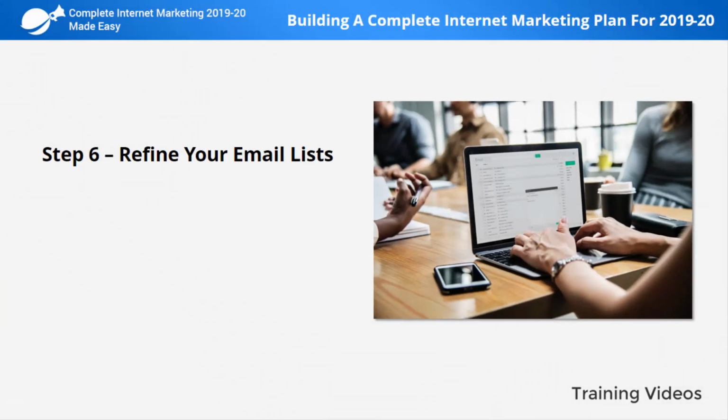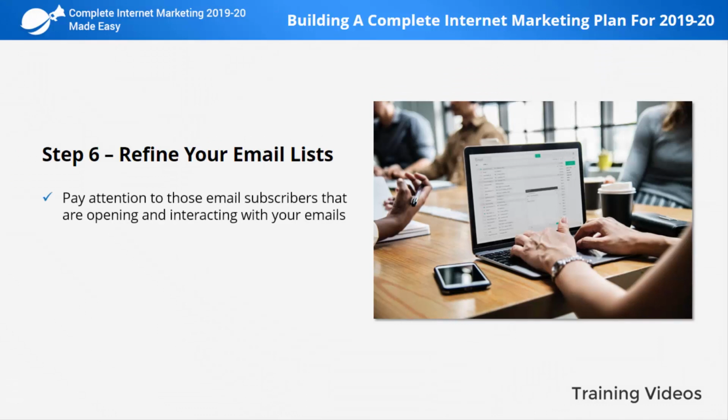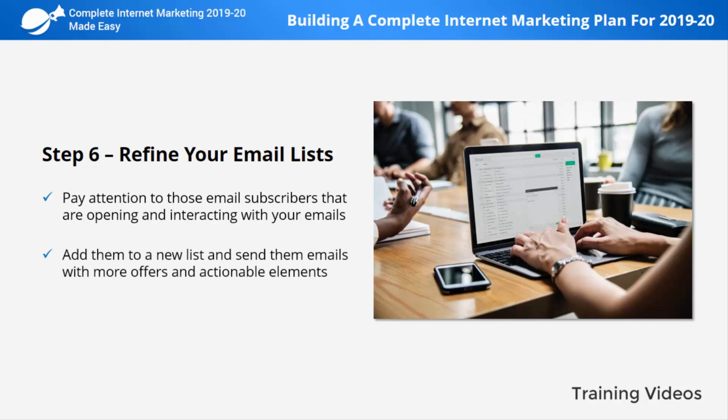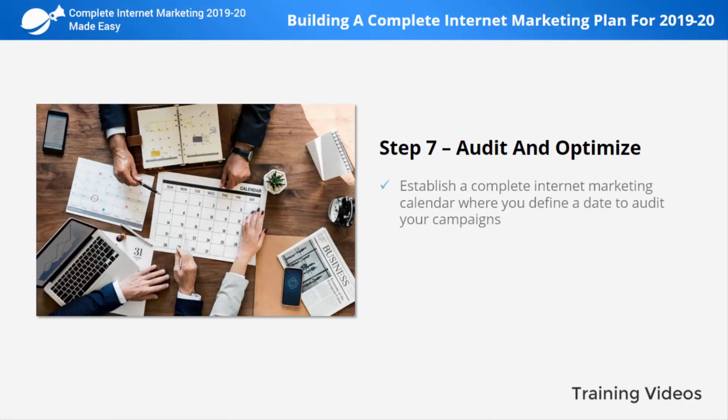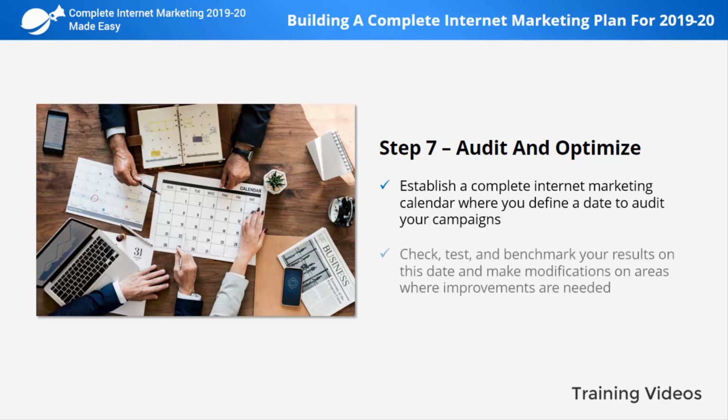Step number 6. Refine your email lists. Pay attention to those email subscribers that are opening and interacting with your emails. Add them to a new list and send them emails with more offers and actionable elements. Step number 7. Audit and optimize. Establish a complete internet marketing calendar where you define a date to audit your campaigns. Check, test, and benchmark your results on this date and make modifications on areas where improvements are needed. For example, if one of your articles is getting low bounce rates from social media traffic but a low number of visits from search, it might mean that you need to modify the article headline and metadata.